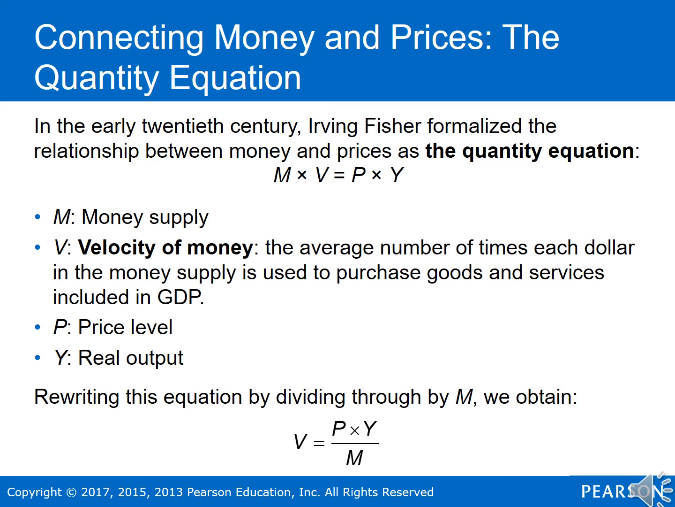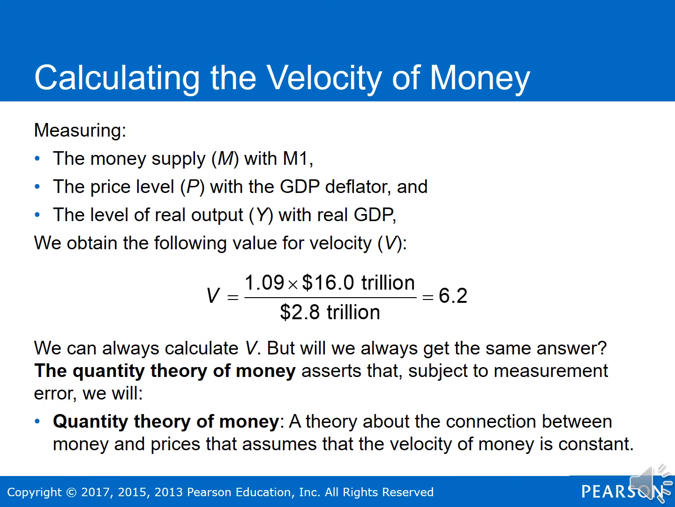We can rewrite that equation to solve for velocity. When we do that, velocity equals the price level times real output divided by the money supply. Using that equation, we can actually calculate the velocity of money, or how often each dollar bill changes hands. So if we measure the money supply with M1, the price level with the GDP deflator, and the real output with real GDP, we can get the following value for velocity.